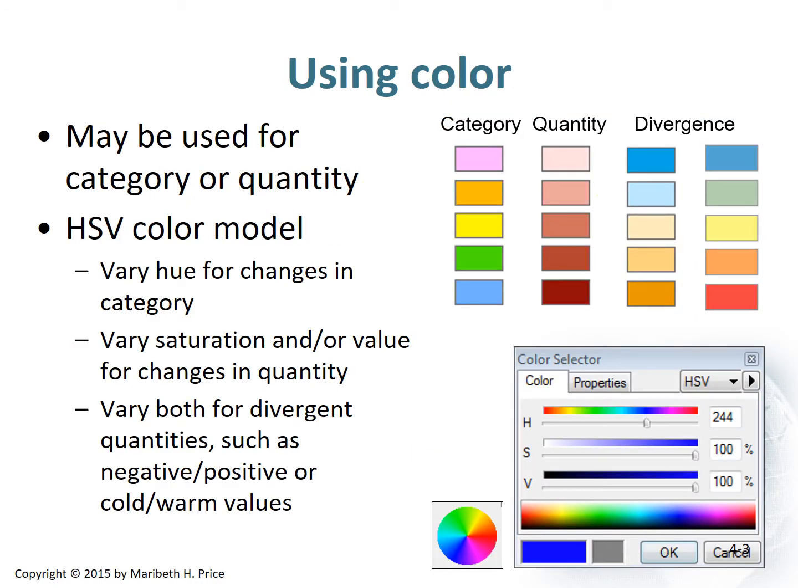So let's talk a little bit about using color. It may be used for category or for quantity. There's a lot of different color models. The HSV color model is one we're going to look at just a little bit. This is where we have various hues for changes in categories. So, for example, if you have 5 different categories, you might pick 5 different hues. You can vary saturation or value for changes in quantity. For example, you have something that's in a single red spectrum, but it goes across from light to dark.